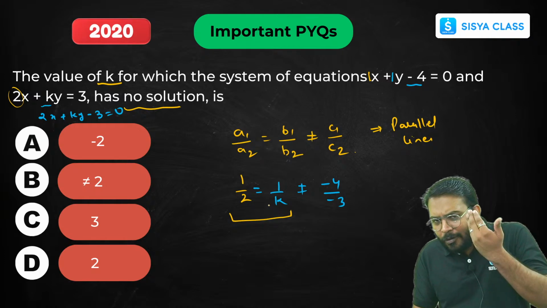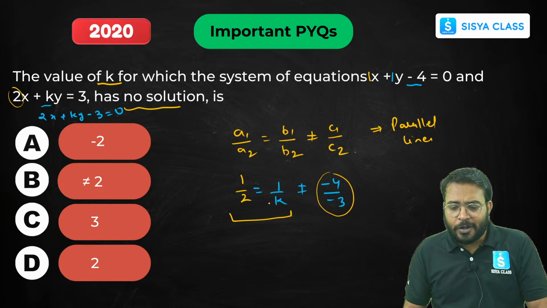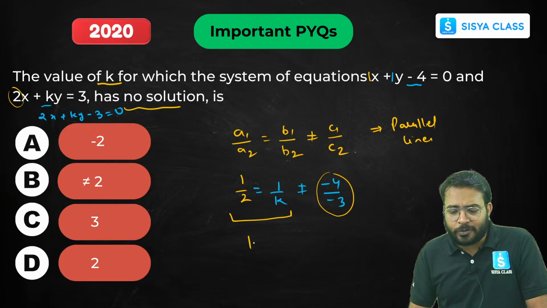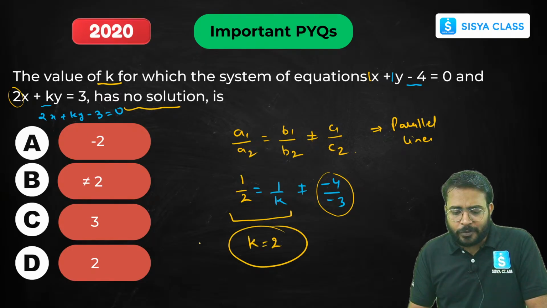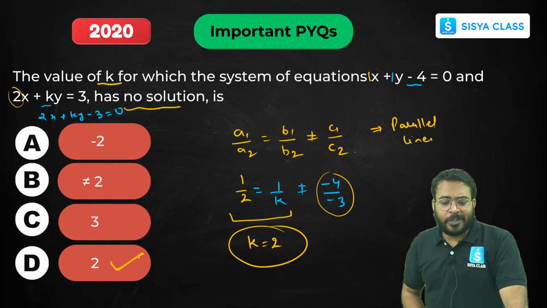And it is already not equal. The constant terms are already not equal. Fine. So here we just need to find the value of k. So what should be the value of k? The value of k should be 2. That means the correct option is going to be option D.